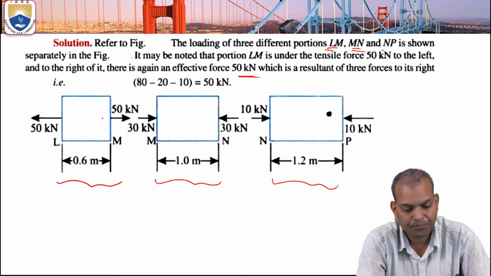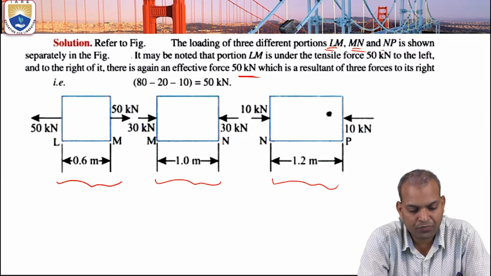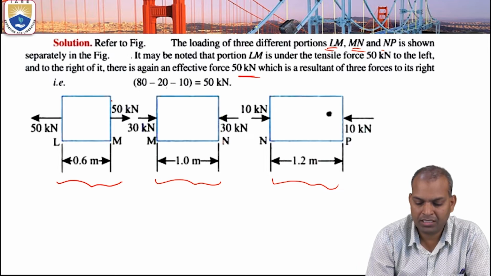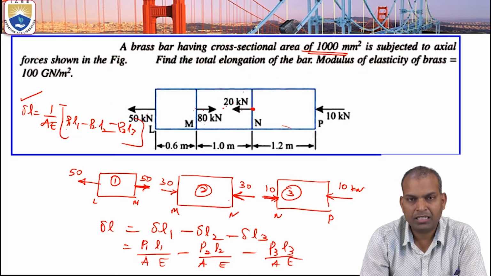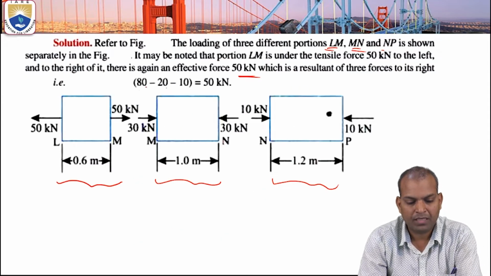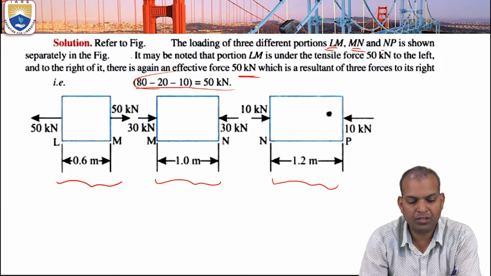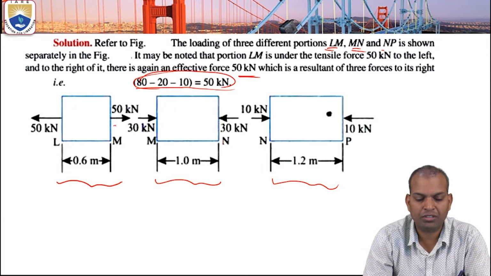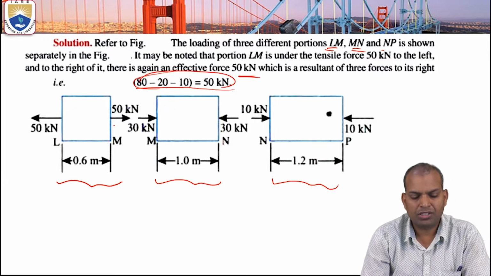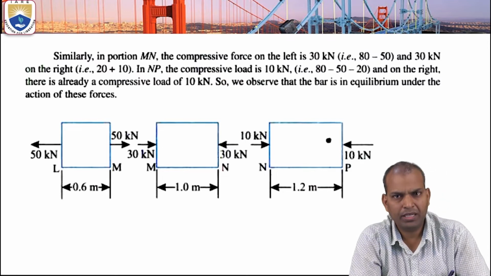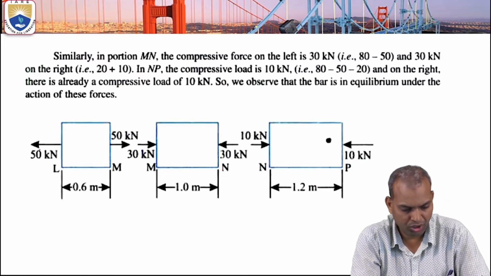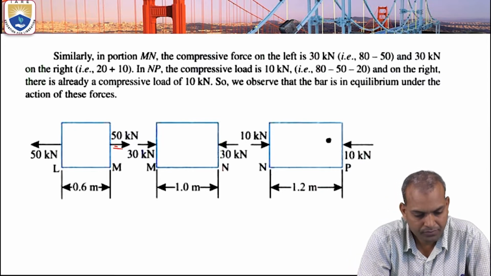How to get it? This is the right side force, 80 minus 10. In this, the right side force is 80 tensile minus 20 minus 10. So this is 50 kilonewtons. This portion we got it. Thus, if we apply simplification, that is for the LM portion. We got 50 and 50.